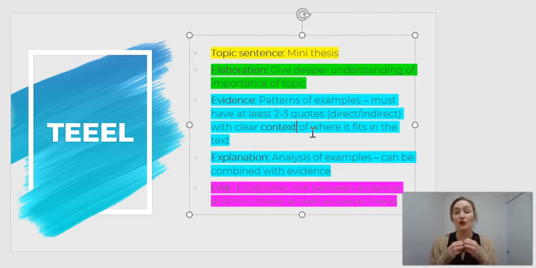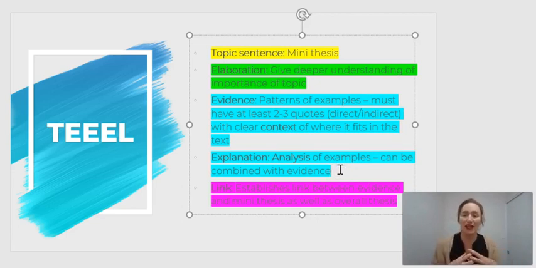So by giving this context of who said what, what was happening, and how it fits in, you're giving the reader the chance to go, oh yeah, I do know that moment. Yes, I do understand now how it fits into this. And then the analysis, which is literally literary analysis, is the most important thing.